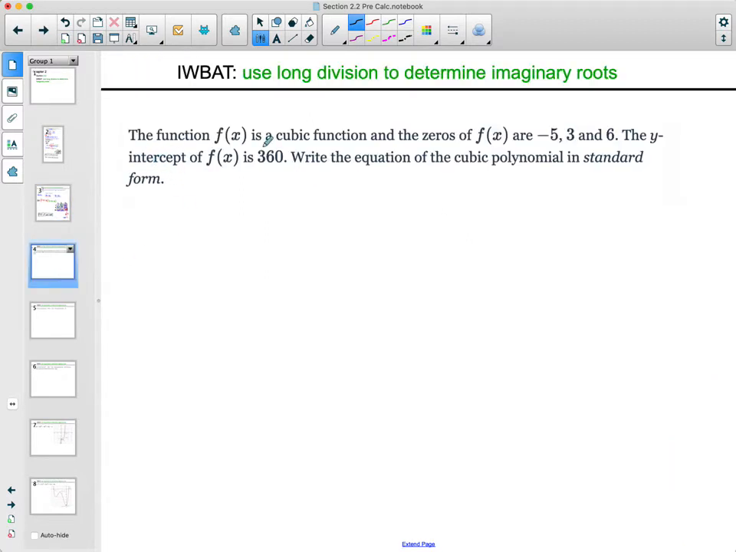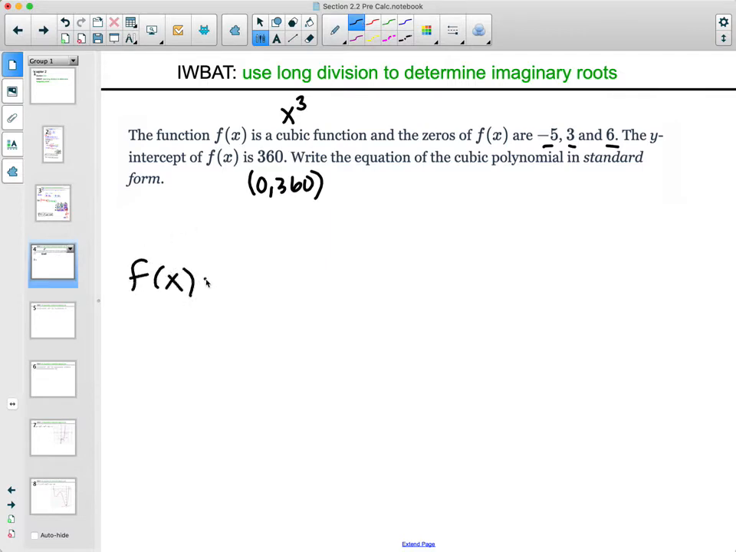One more of these. So a function is cubic, okay? So meaning x cubed, meaning 3 solutions or 3 zeros. The zeros of the function, they list all 3 of them: negative 5, 3, and 6. And then they give us the y-intercept. So remember when they tell you the y-intercept, that means x is 0, y is 360. So that's going to help us find our a value since they didn't give us our a value in this one.